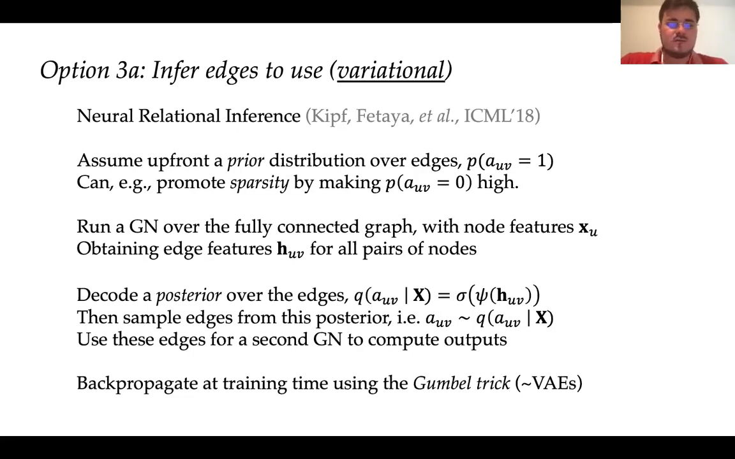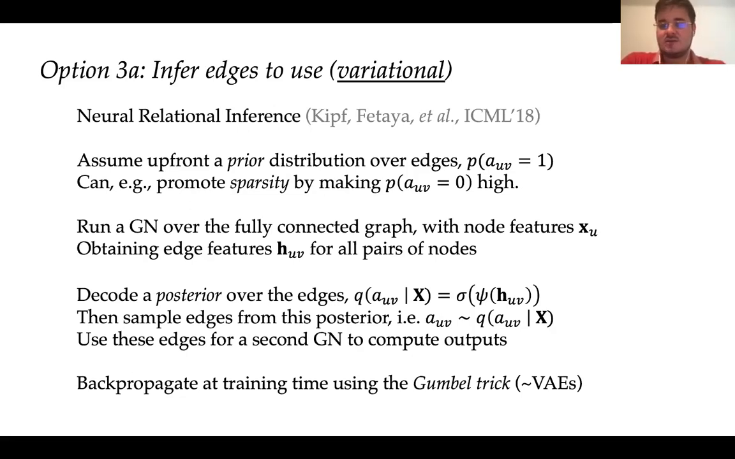Now, what you do in this approach is you then run a graph neural network over the fully connected graph, which has node features XU as before. And if you remember, what the graph network does is it updates not just node features to HU, but it also computes edge features HUV and graph features HG.